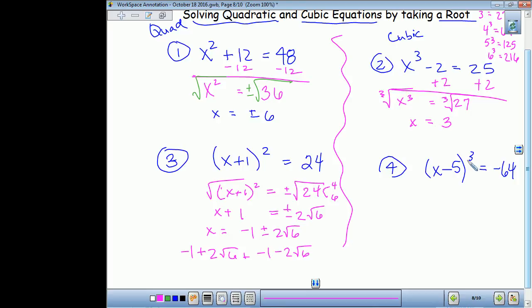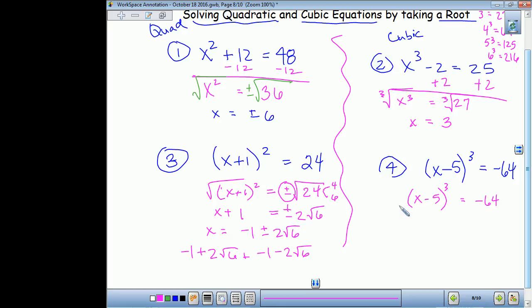Now, this is a cubic equation, so I'm not going to get 2 answers. The left side is review from last year, so yes, I do go a little faster. When you take the square root, you get plus or minus, so you're going to have 2 answers on that. So the negative 1, you don't put it with the 2. You can't, because they're not like terms. We cannot combine things that are not like.